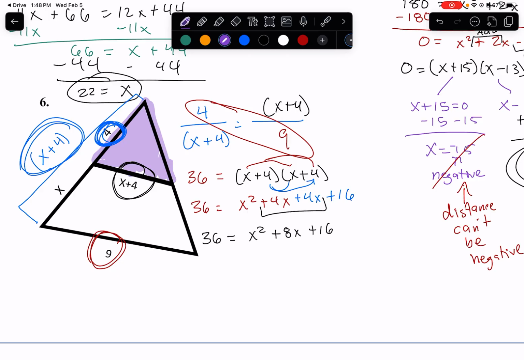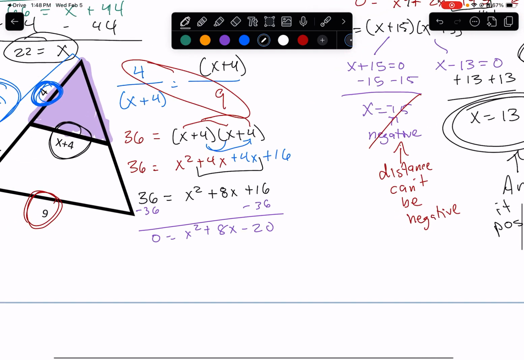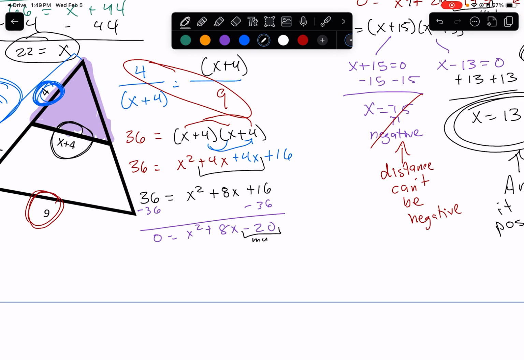I now need to have this equation equal to 0 since I still have an x squared term. So I'm going to subtract 36. So I get 0 equals x squared plus 8x minus 20, because 16 minus 36 is negative 20. So now I'm to the point where I need to figure out what two numbers multiply to be negative 20, but add to be 8. So numbers that multiply to be 20, I've got 1 times 20, 2 times 10, 4 times 5.